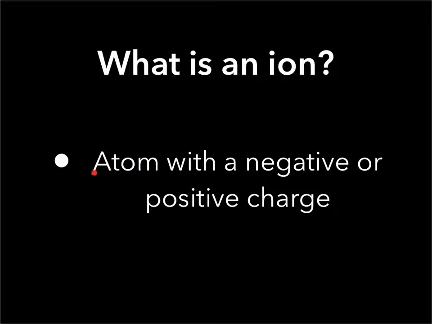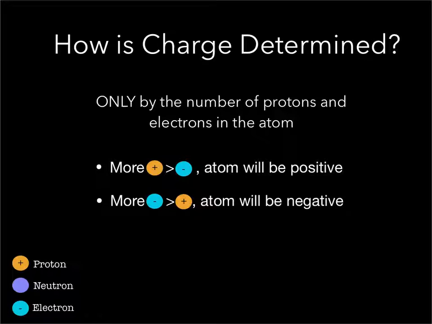An ion is an atom with either a negative or positive charge. Let's talk about how we can determine charge. So how's charge determined? Charge is determined only by the number of protons and electrons in an atom. And that makes sense because if you look at the bottom corner, protons and electrons are the only subatomic particles that actually have a charge. Neutrons are neutral, they don't have a charge.